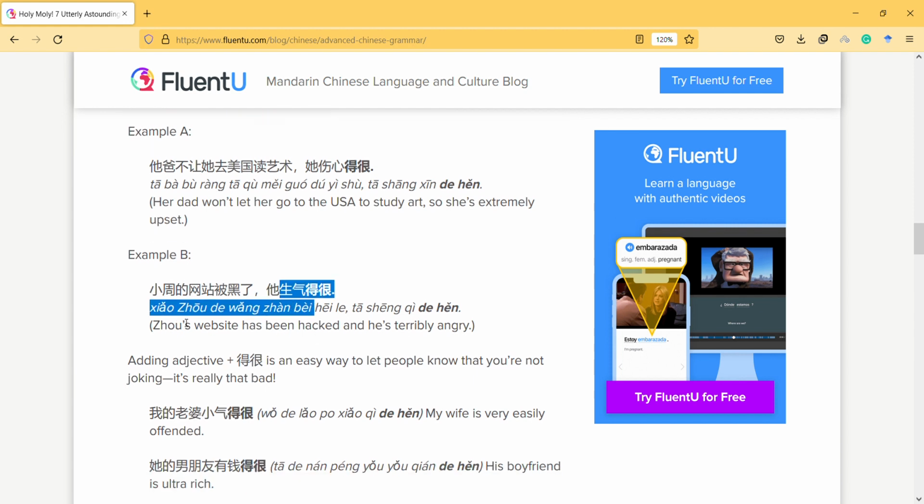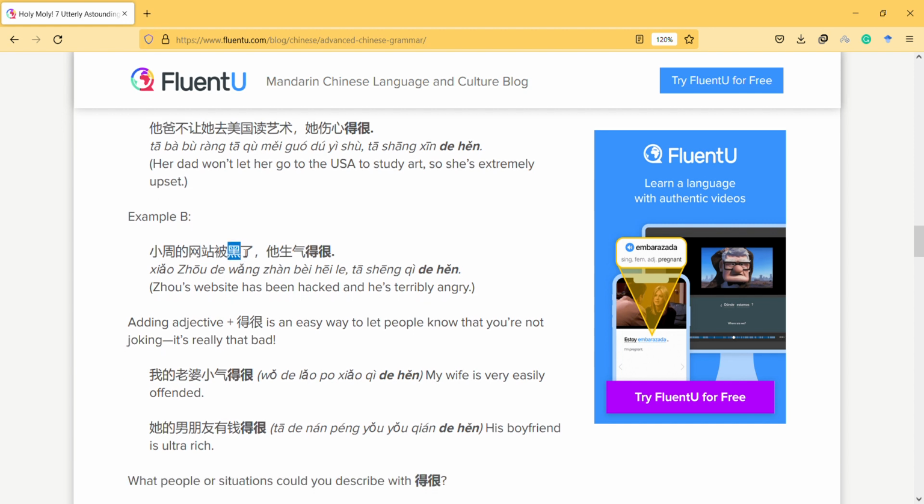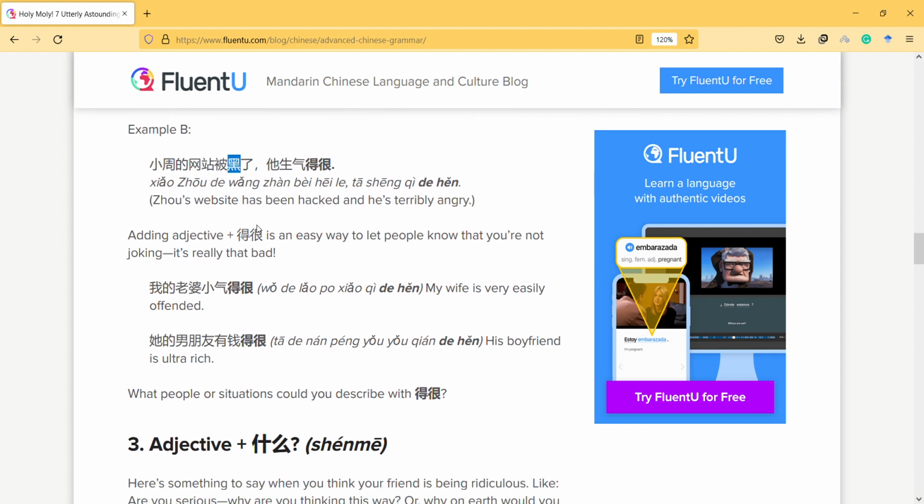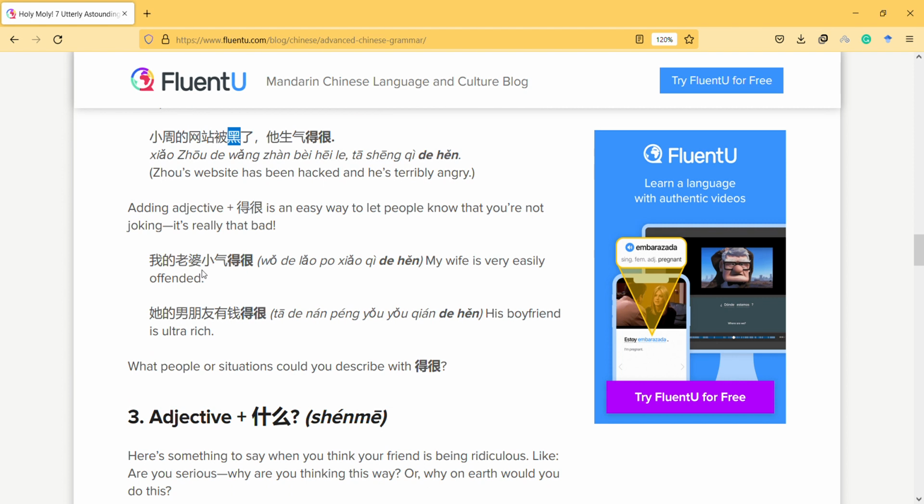So his website is hacked. 网站被黑了. 被黑 means hacked. 黑 also means black. It's also a verb. So the website is hacked.